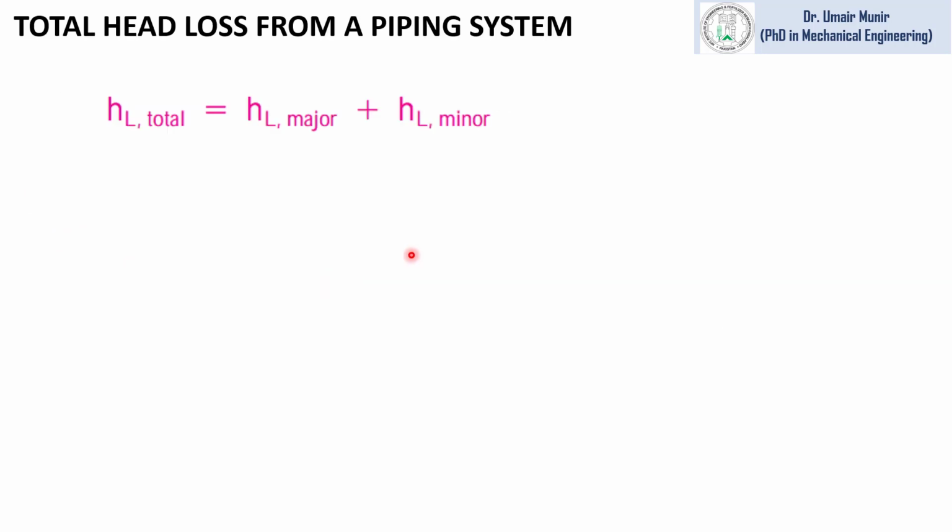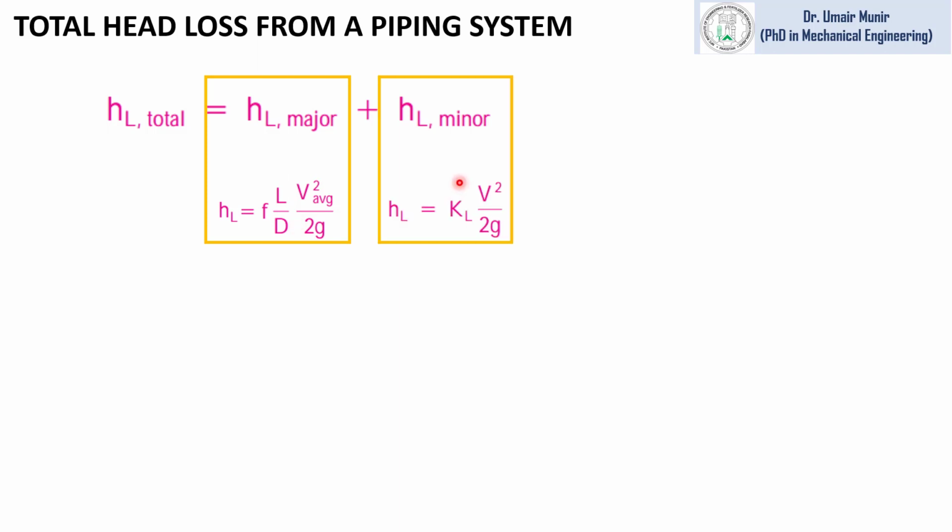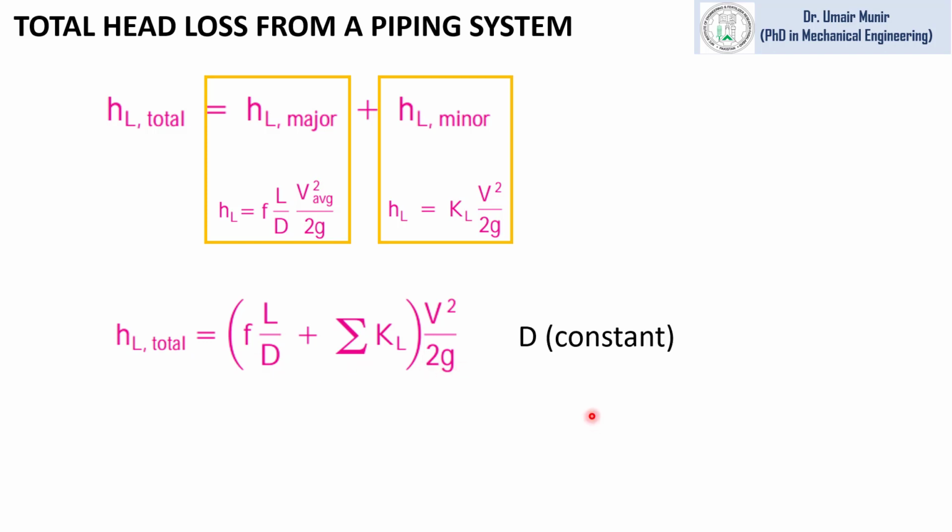Therefore, the total head loss in a piping system is the sum of major head loss and minor head loss. Major head loss is due to the straight pipes and minor head loss is due to the components of the piping system. The major head loss is a function of the Darcy friction factor, length, average velocity, and diameter of the pipe, but the minor head loss is a function of the loss coefficient KL and average velocity. So total head loss can be written in this form when the diameter of the pipe is constant.